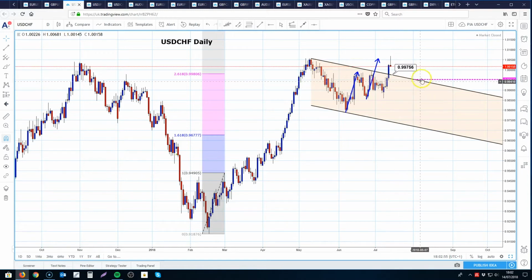So really we need to break this support zone for dollar Swiss to continue its move to the downside, and we're still quite bullish in euro Swiss. So we don't believe that the move to the downside is going to be very aggressive in dollar Swiss.